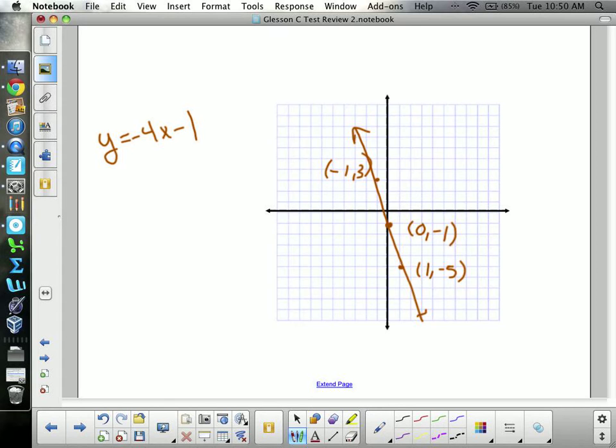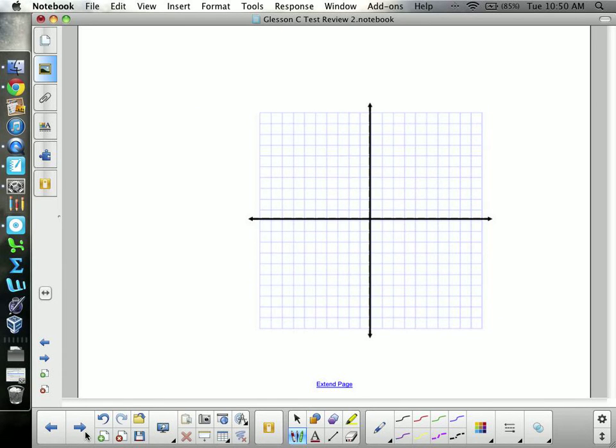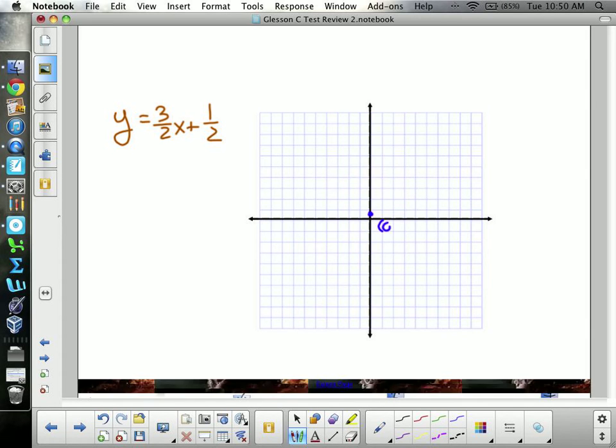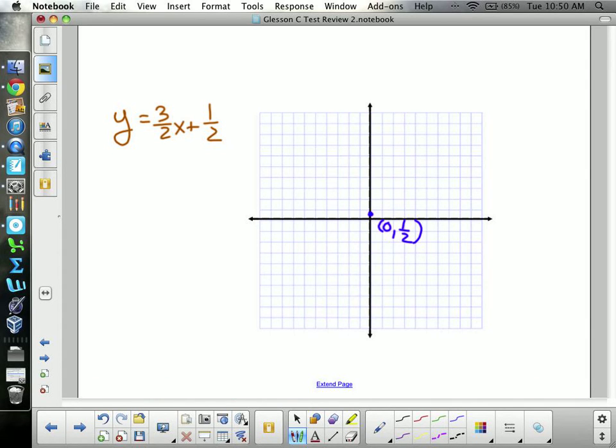Okay. Number 15. This is a tricky one. We haven't done a lot like this. Y equals 3/2 x plus 1/2. Now the 3/2 x isn't bad. It's the plus 1/2 that's kind of a tricky thing. Where's my y-intercept? At 1/2, isn't it? It's not on a line. It's kind of in the middle, which is okay. We can do that. But it makes my slope a little trickier.